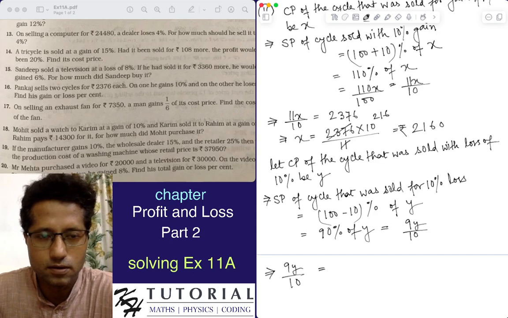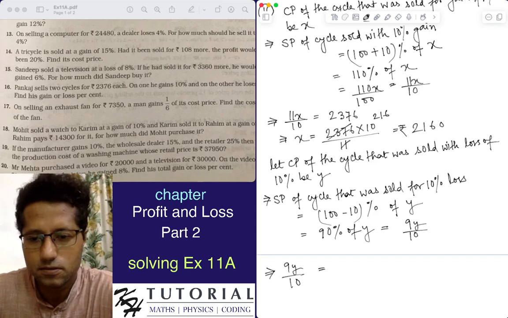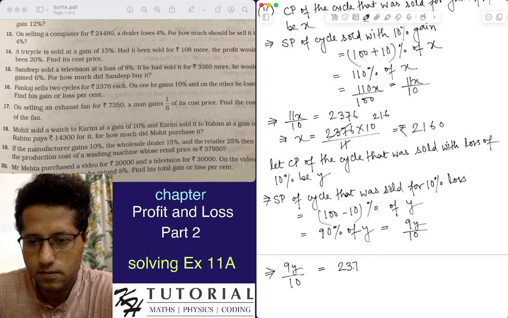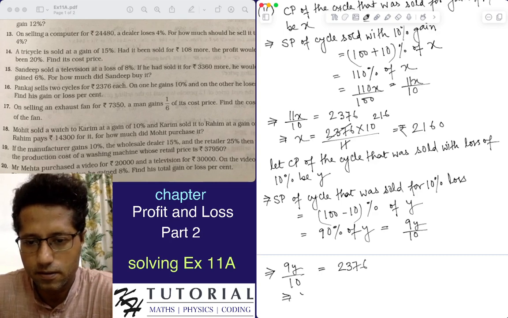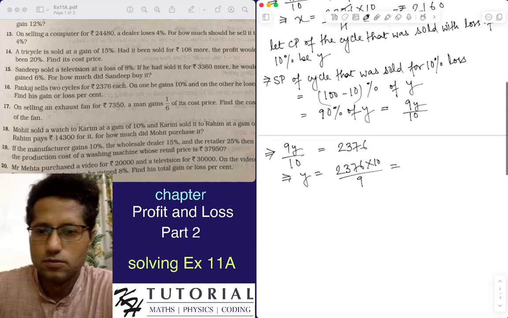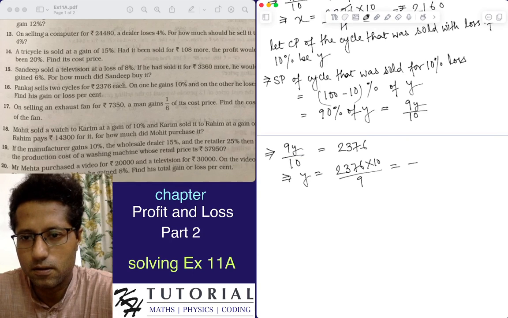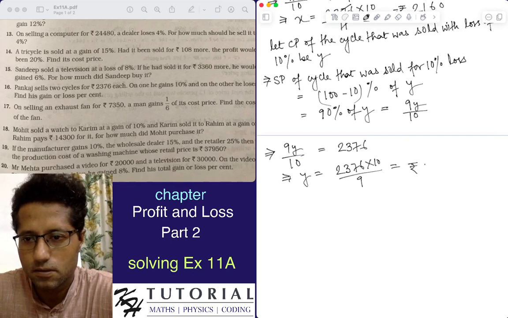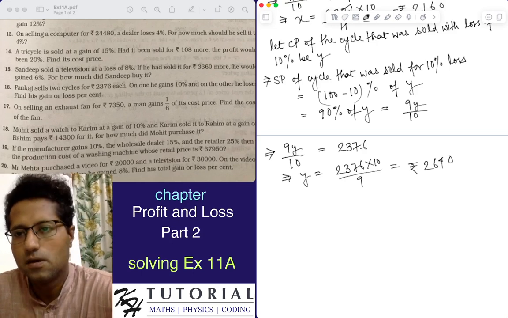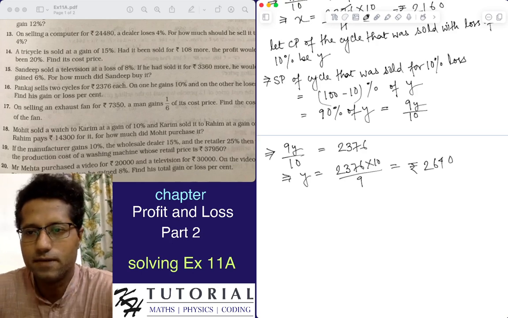Pankaj sold the two cycles both at the same price, 2376. So this implies Y equals 2376 into 10 divided by 9. So this is rupees 2640. 2640 is the cost price of the cycle that was sold for 10% loss.